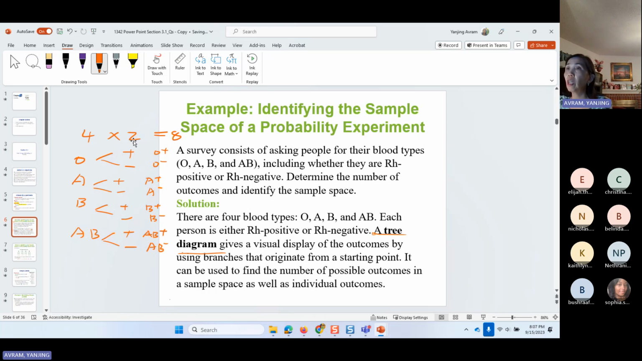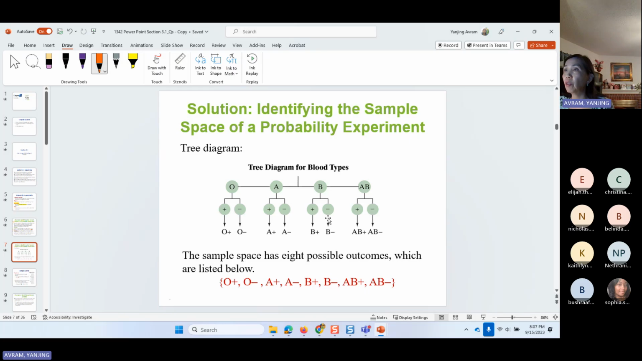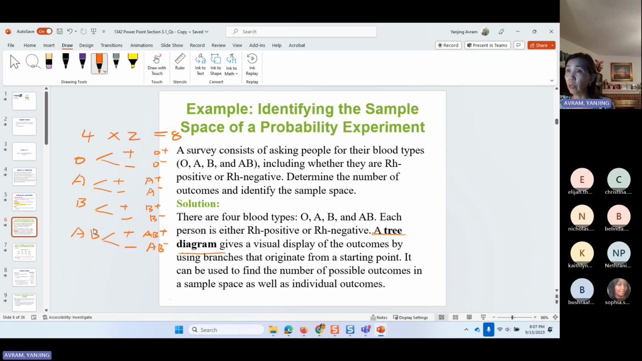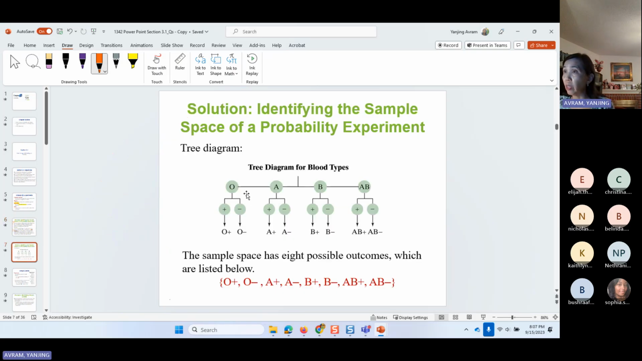So it's 4 times the first probability is 4. The second possible outcome is 2. So 4 times 2 is 8. All right. So that is called a tree diagram. In here, you can draw this type of tree diagram in a horizontal way, or I draw it in this vertical way. This one is a horizontal way, it's the same thing, right? You have O, A, B, and AB, and then each one has a positive, negative. So now you have 8 different outcomes.